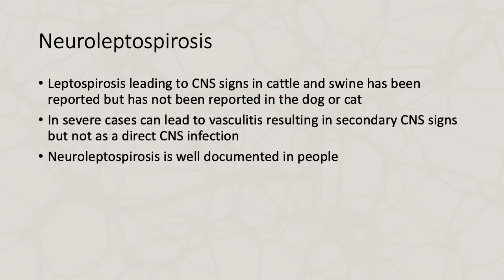Neuroleptospirosis has been reported, leading to clinical signs in cattle and swine, but it has not been reported in the dog or the cat. In severe cases, it can lead to a vasculitis resulting in secondary CNS signs, but it's not thought to be related to direct CNS infection. Neuroleptospirosis is also well documented in people.